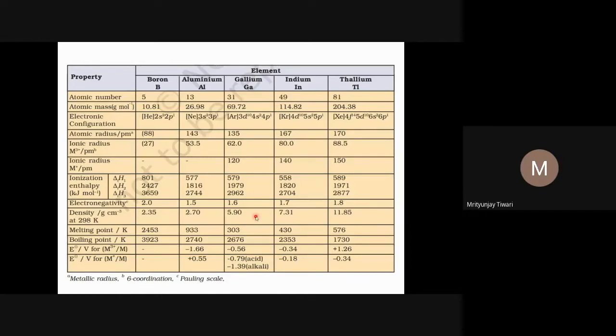So size is increasing, but this mass is increasing more, and so density increases, because density we know is mass divided by volume. And so the atomic numbers of these elements, you perhaps know: 5 for boron, aluminum 13, gallium 31, indium 49, and thallium 81.